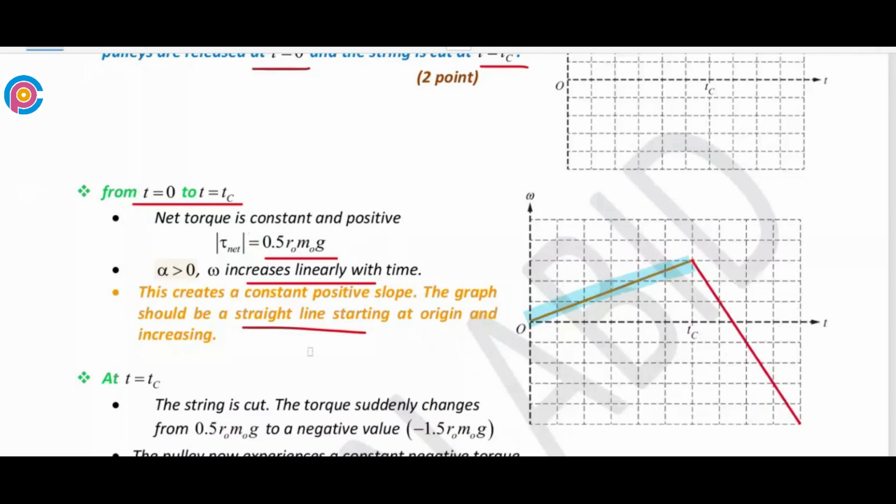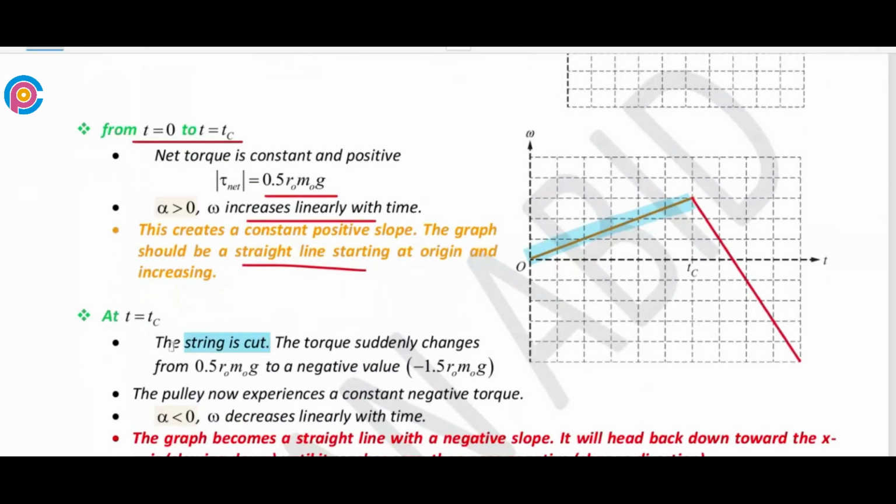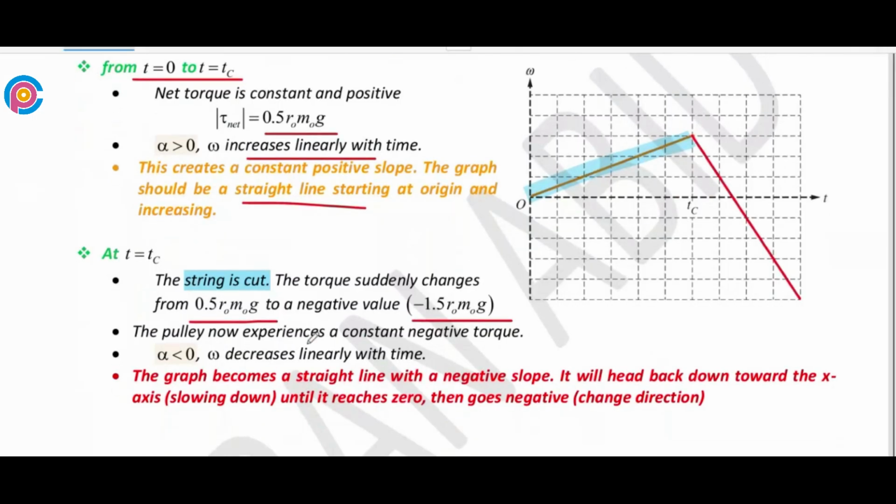Now what happens after t equal to tc? The string is cut and the torque suddenly changes. From 0.5 r naught m naught g, the net torque before the cut, only minus 1.5 r naught m naught g remains. The pulley now experiences a constant negative torque. Alpha is negative, which means omega decreases linearly with time. The graph becomes a straight line with negative slope. It heads back toward the x-axis, slowing down until it reaches zero and then goes negative, meaning it changes its direction. That's what happens when the string is cut. Only object 2 is acting there, and that's the result for the whole system.